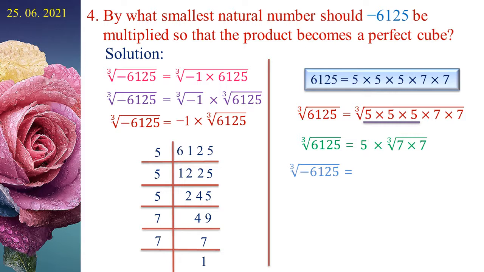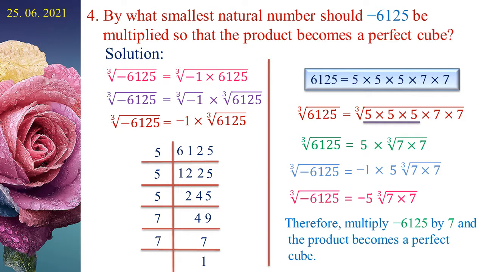The given number is negative integer. So, cube root of minus 6125 equal minus 1 into 5 into cube root of 7 into 7. Cube root of minus 6125 equal minus 5 into cube root of 7 into 7. Here 7 is not in triple of similar factor. So, multiply minus 6125 by 7 and the product becomes a perfect cube.